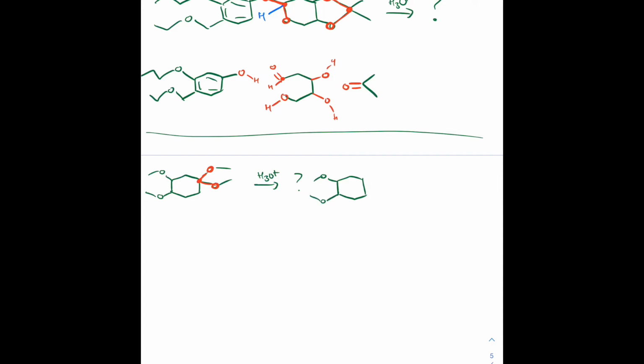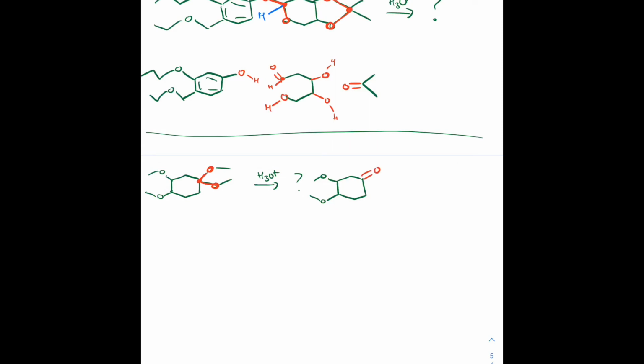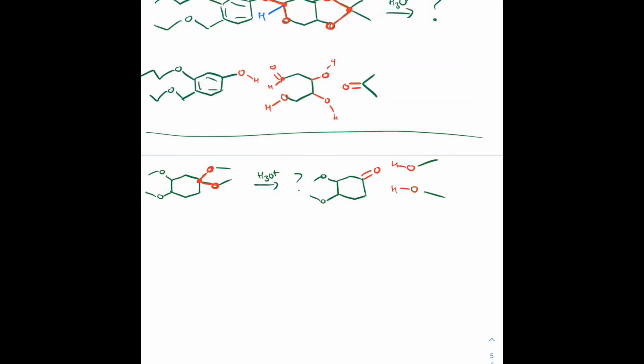So if we look at this new guy, we can quickly determine that we have an acetal only on the right side. So that acetal carbon has 2 carbons bound to it, so it's a ketone. Now those other oxygens have methyls on there, and so what we end up getting is 2 methanol groups. It's as easy as that.